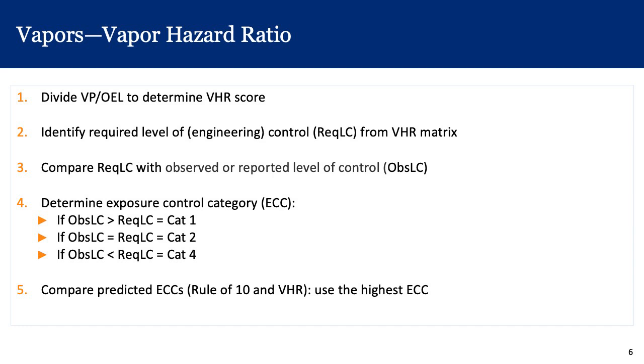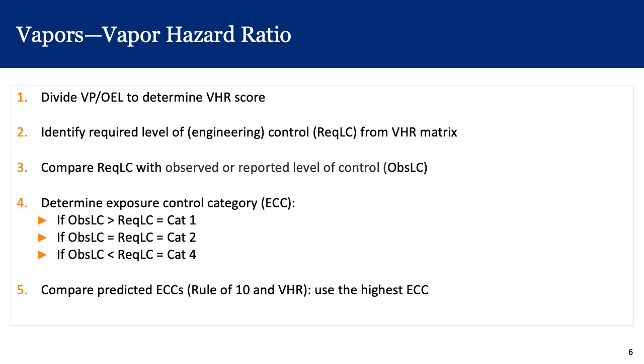So if the observed level of control is greater than the required level of control, we say that that is a category 1 exposure. It's the lowest. If the observed level of control is equal to the required level of control, that's a category 2. But if the observed level of control is less than the required level of control, we basically call it category 4, meaning the exposures are exceeding the exposure limit. And this is a conservative approach to assessing exposures. And so you are always going to say this is a category 4 and not necessarily category 3, for example.